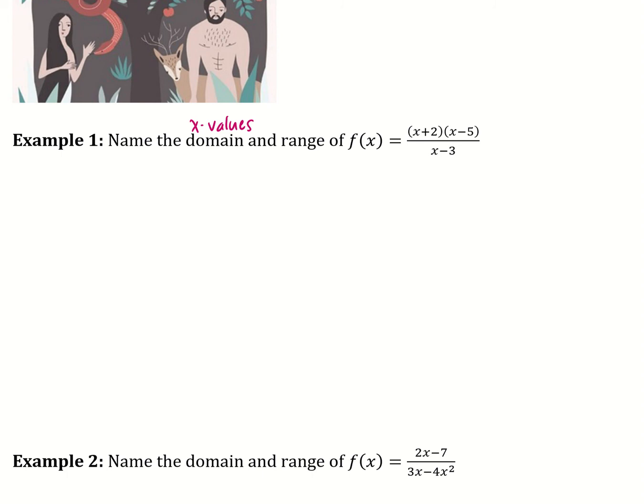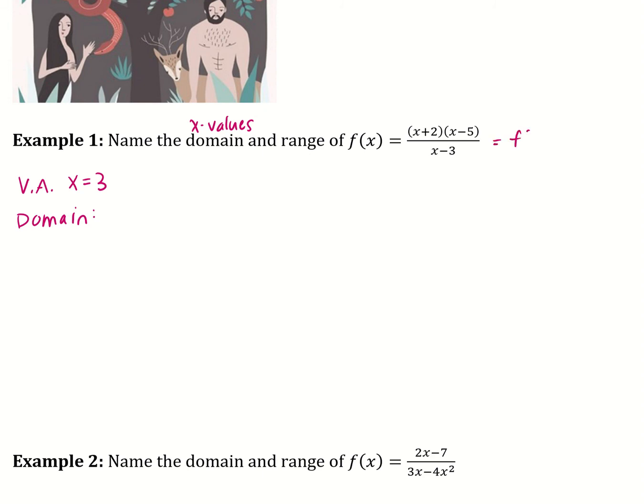Let's talk about domain, the x values. If we're talking about x values, we need to think about vertical asymptotes. Vertical asymptotes come from places where your denominator is equal to 0. So in this case, the only vertical asymptote of this function is the vertical line x equals 3. So the domain is everything else. 3 is the only x value that you can't put into the function.